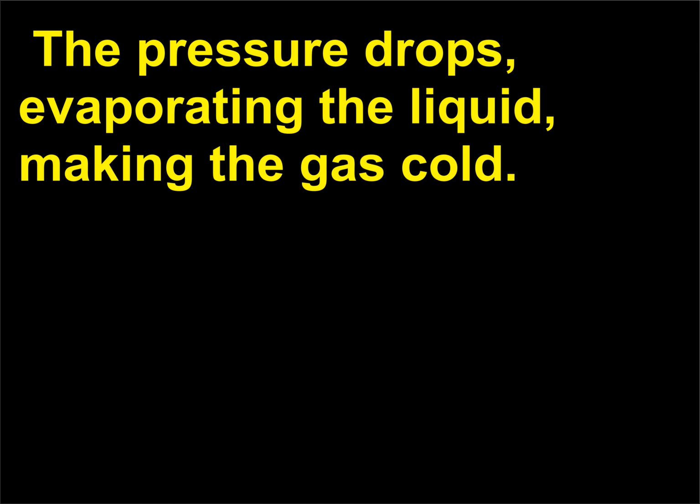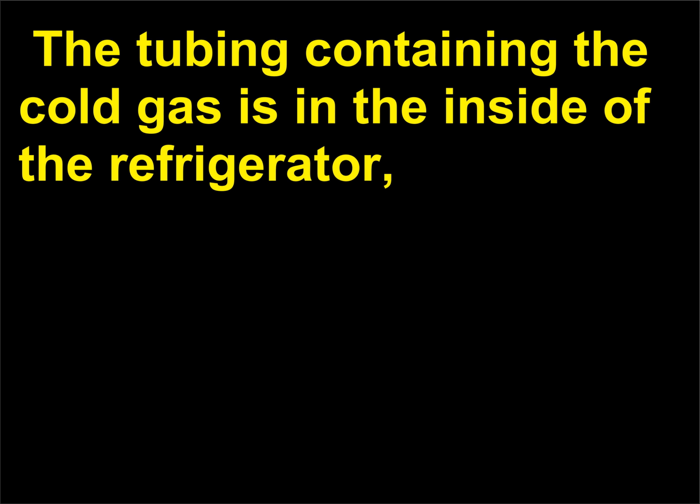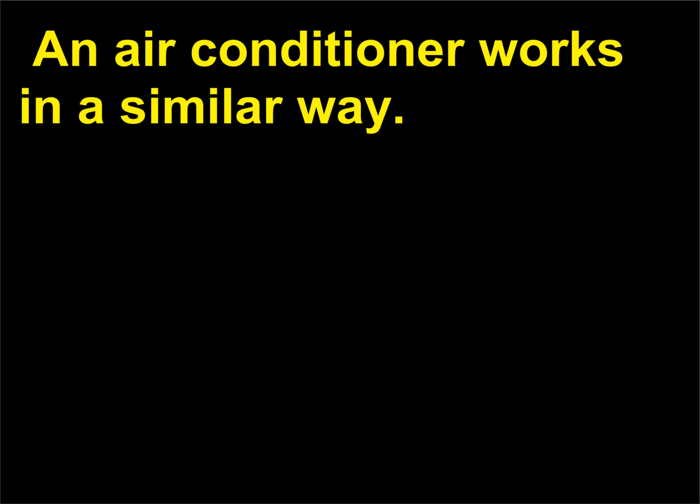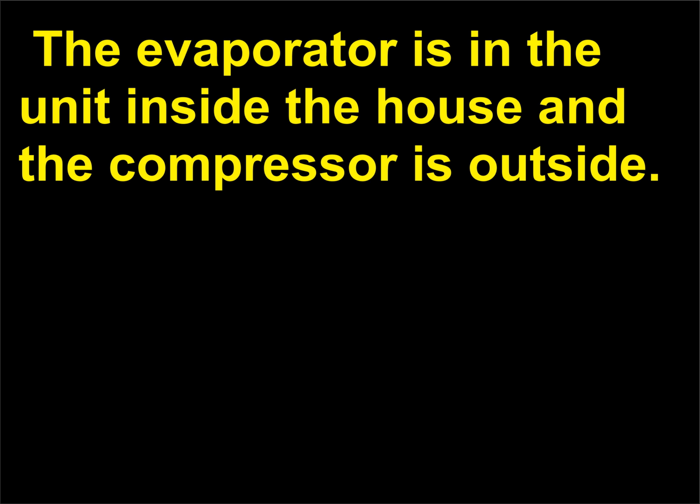The pressure drops, evaporating the liquid, making the gas cold. The tubing containing the cold gas is in the inside of the refrigerator, making it cold, and cooling the food. An air conditioner works in a similar way. The evaporator is in the unit inside the house and the compressor is outside.